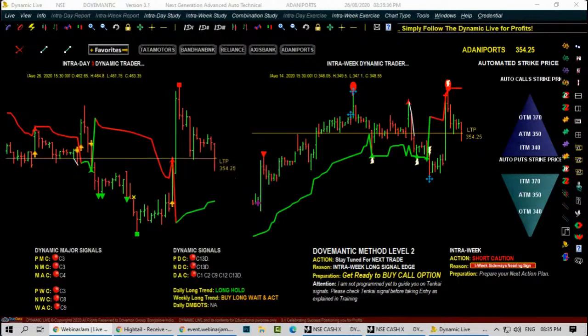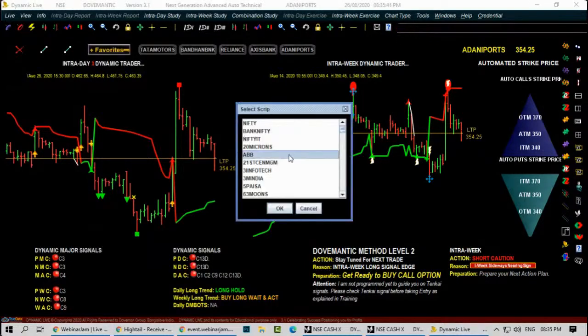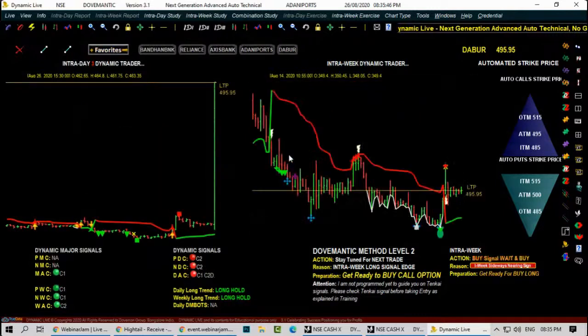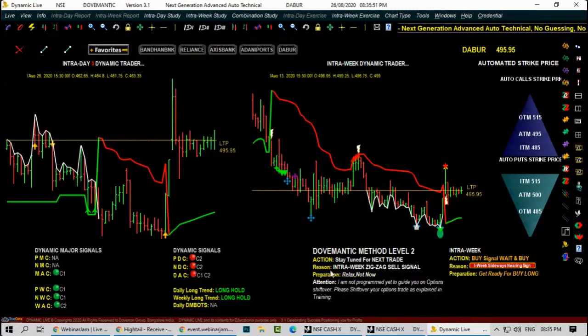Mr. Abhishek Jain wants me to check Dabur India. So let us check what's happening in Dabur India. Well, in Dabur India, you can see that the action is telling us, stay tuned for the next trade. So there is no trade as of now. But then you can see here, the other intelligence is also telling us buy signal, wait and buy. So it is asking you to wait.